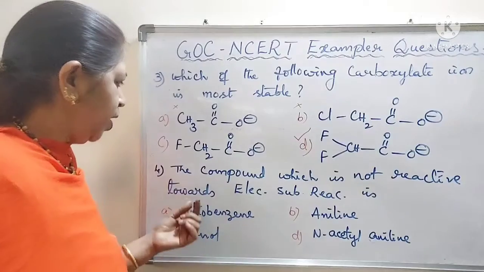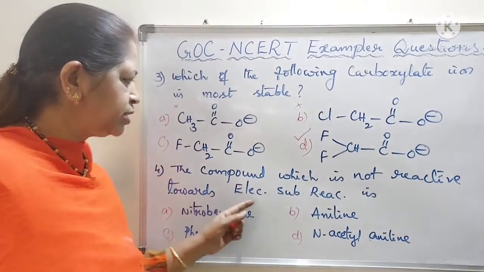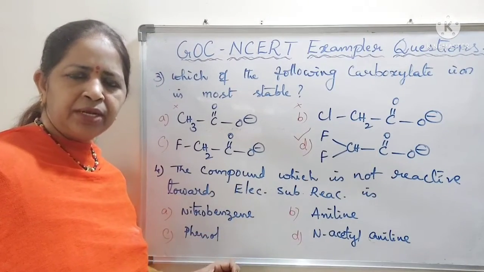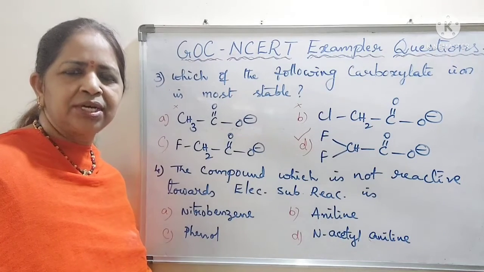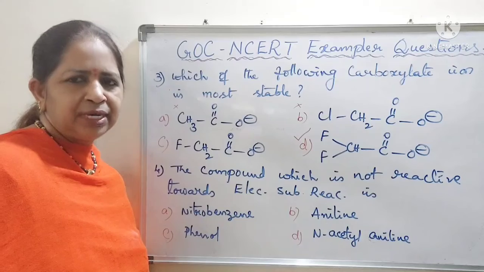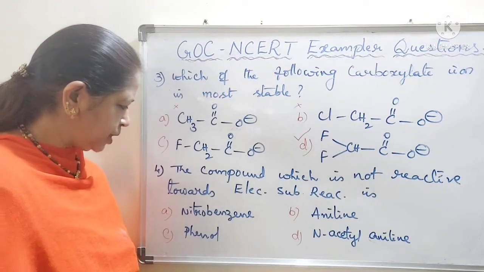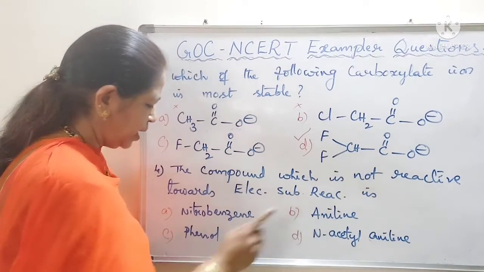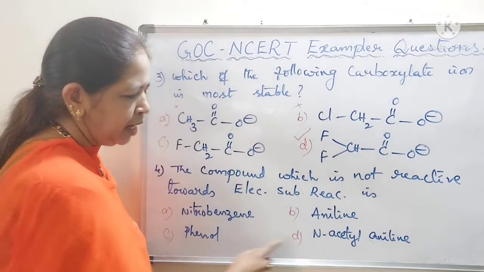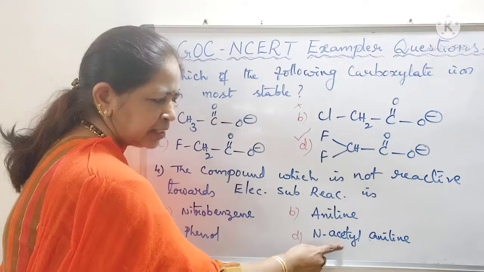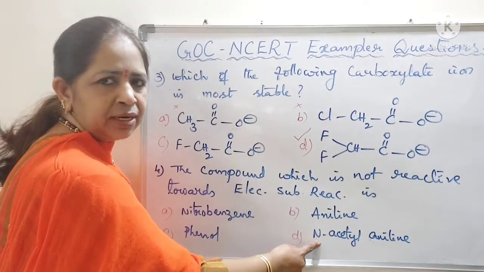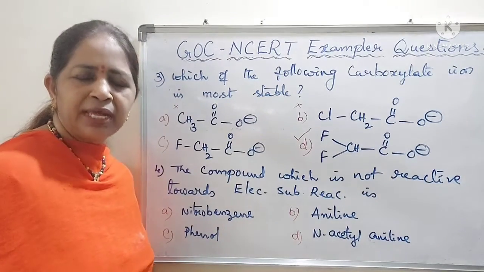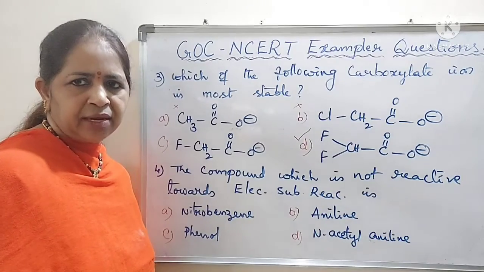Okay, students? Now, the compound which is not reactive towards electrophilic substitution reactions. The reactivity of benzene towards electrophilic substitution reactions depends on the substituent present on the benzene ring. In these options, nitrobenzene has the nitro group, aniline has the amine group, phenol has the OH group, and in N-acetyl aniline an acetyl group is present on the nitrogen of the aniline group. The nitro group is an electron withdrawing group and a very strong ring deactivating group.